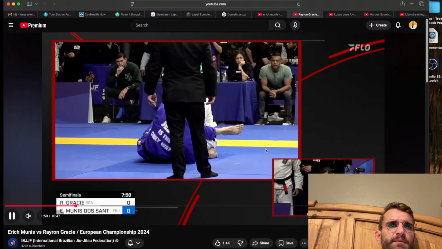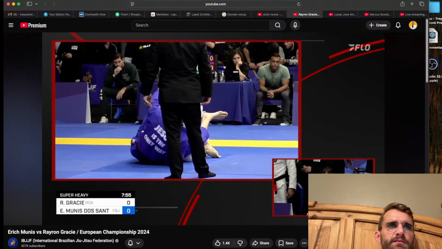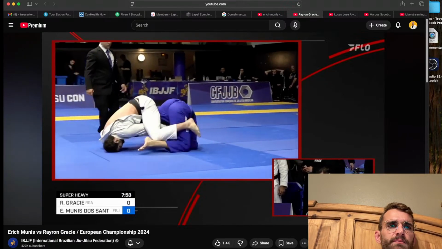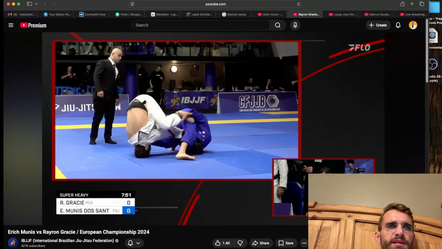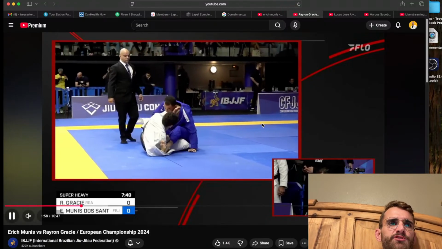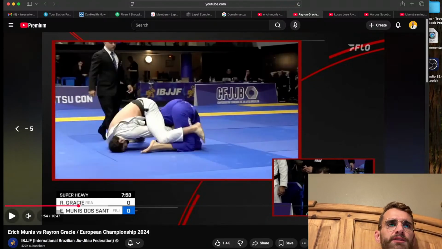Wish this referee would hop out of the way. Yep, there he goes again. He does actually work the invert. This is interesting. Okay, interesting detail here.